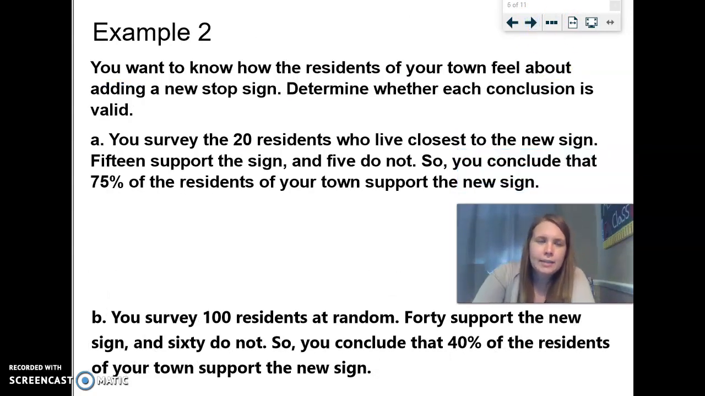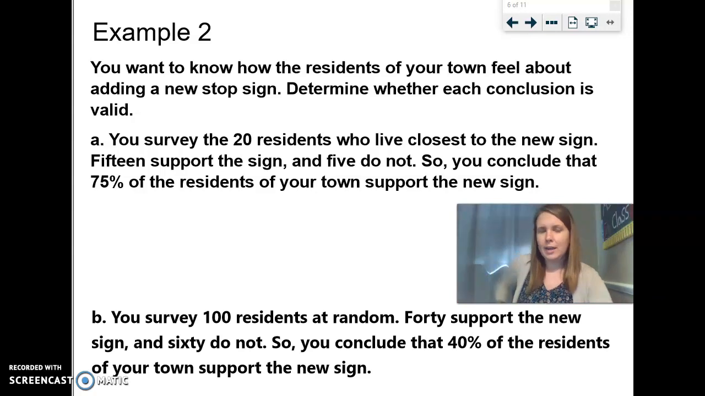All right, let's look at this one. Example 2: you want to know how the residents of your town feel about adding a new stop sign. Determine whether each conclusion is valid. So we want to determine, given their circumstances, did they make an unbiased ruling, and does their unbiased sample make sense?